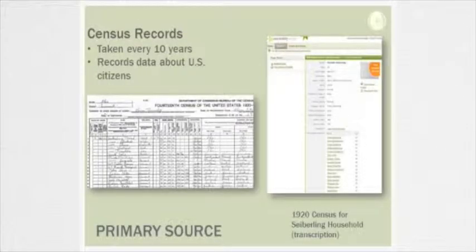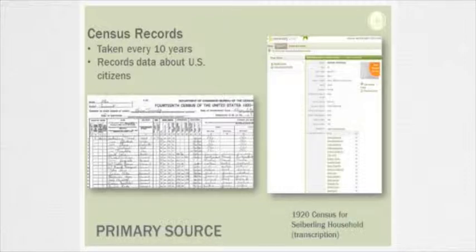Census records are an important and useful primary source for historians. These are government records, and they can provide a lot of information about people and their families over a period of years. So what is a census record? Well, census means to count, and every 10 years since 1790, our United States government has been counting us.